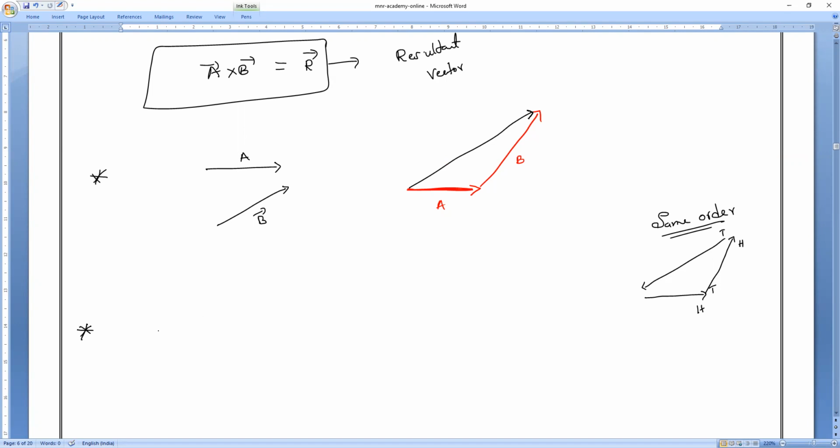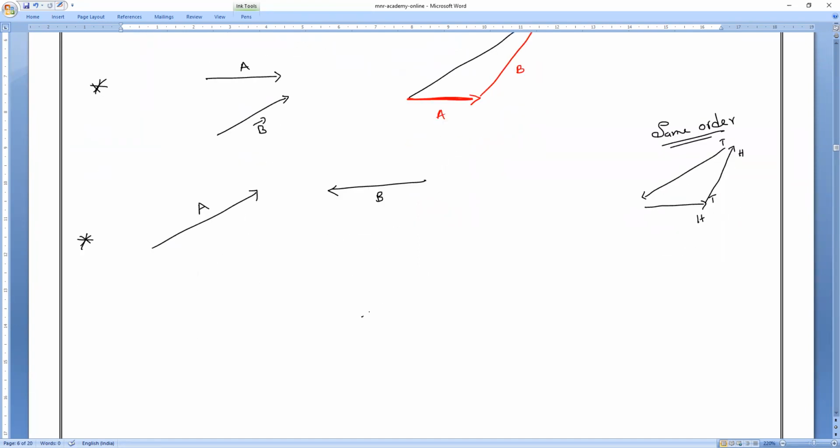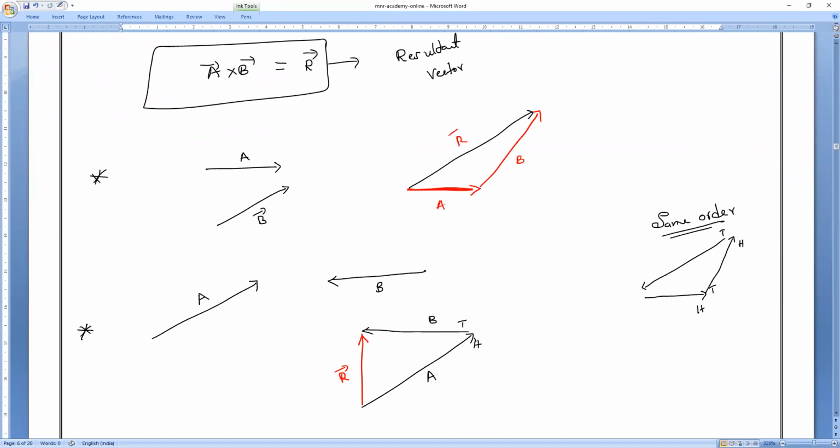Next, see the second example. This is vector A and this is vector B. Now find the resultant vector. Let us see how to draw. This is vector A. I am drawing it, and the head is followed by the tail of vector B. This is vector B. Now head to tail. Now tell me, will the resultant vector come as a downward arrow or upward arrow? Upward arrow. Understand? Please respond. This is the resultant vector. Any doubt? Clear?